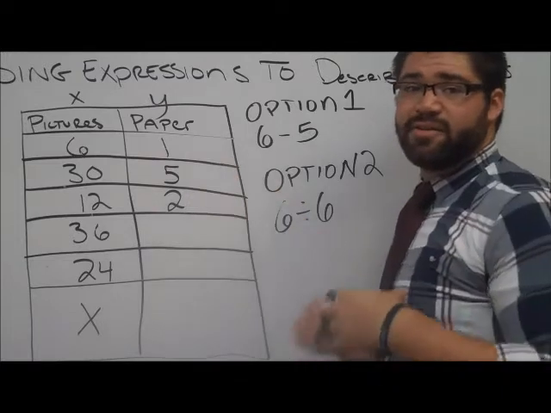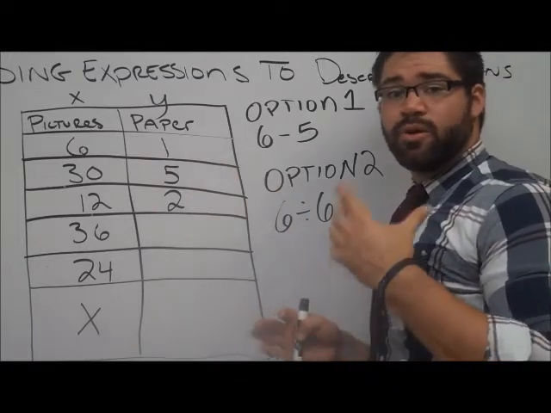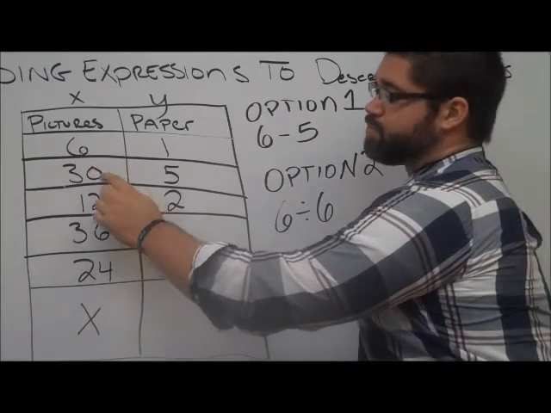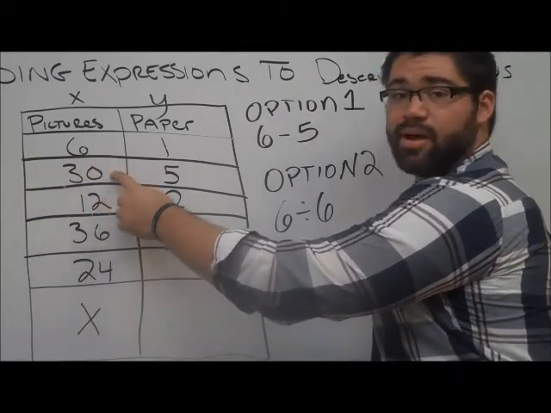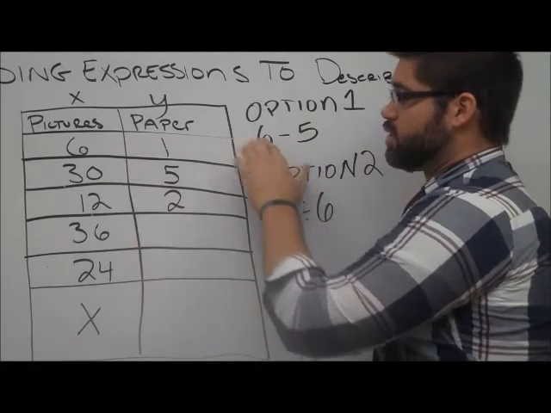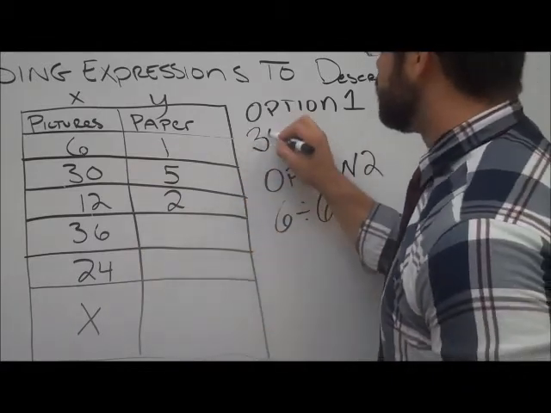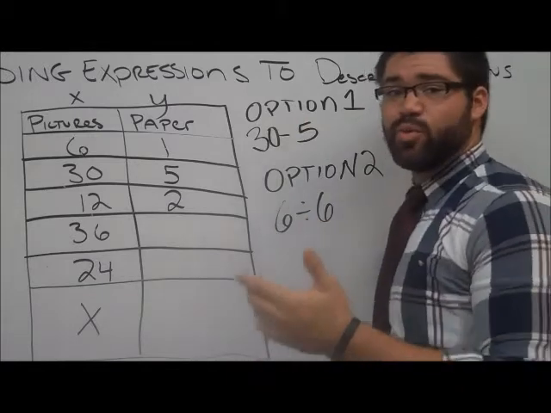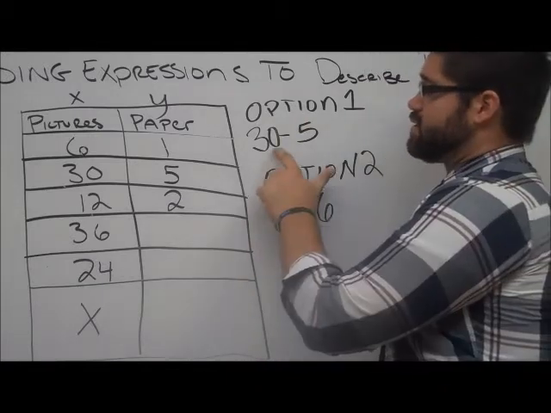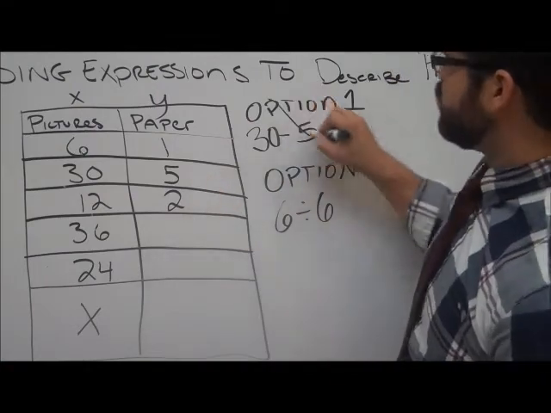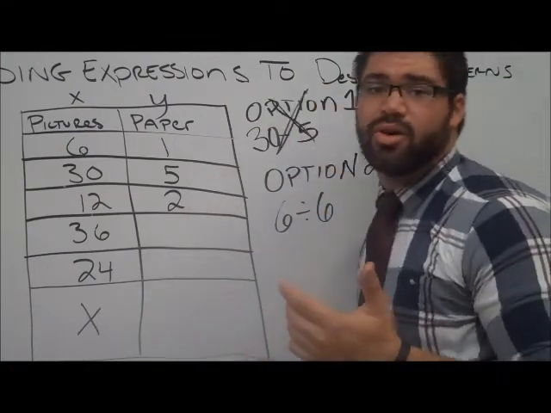But in order to find out if our expression or our rule is going to work for the whole input table, we need to check multiple rows. So let's look at the next row. 30 is going to be our input. So our input is no longer 6. Our input is 30. If we keep our same rule, though, that it's going to be minus 5, is 30 minus 5 going to equal 5? No. So option 1 no longer works.